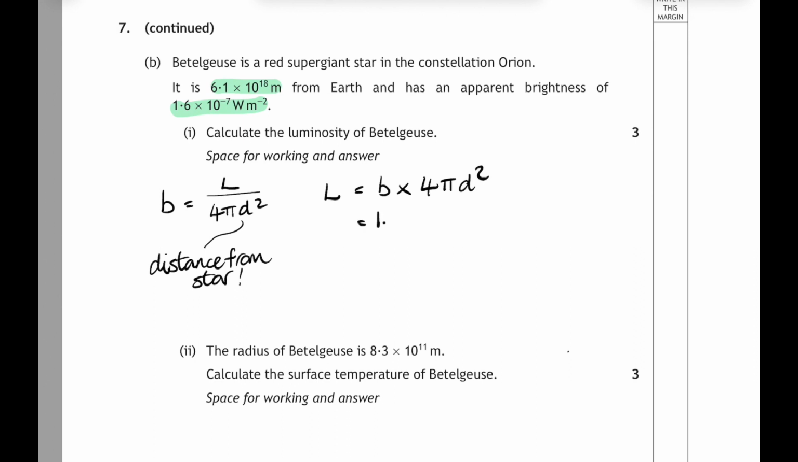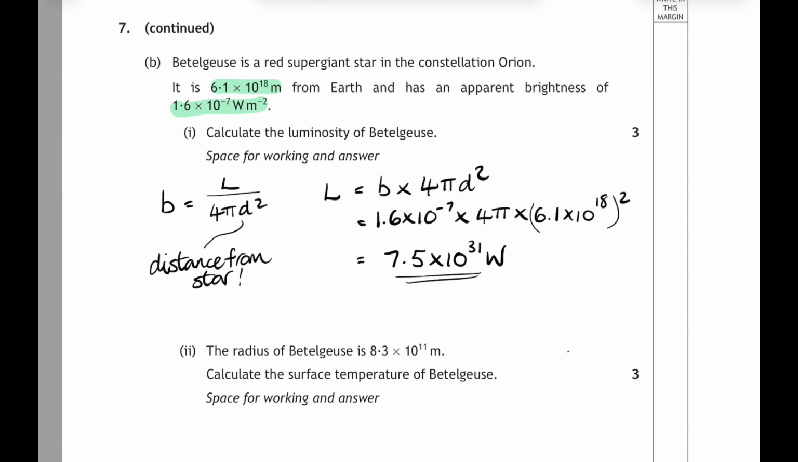And then if we substitute the values in, the apparent brightness is 1.6 times 10 to the minus 7, and that's multiplied by 4 pi times d, which is 6.1 times 10 to the 18, and don't forget to square that. Do that in your calculator, you'll get 7.5 times 10 to the 31 watts.